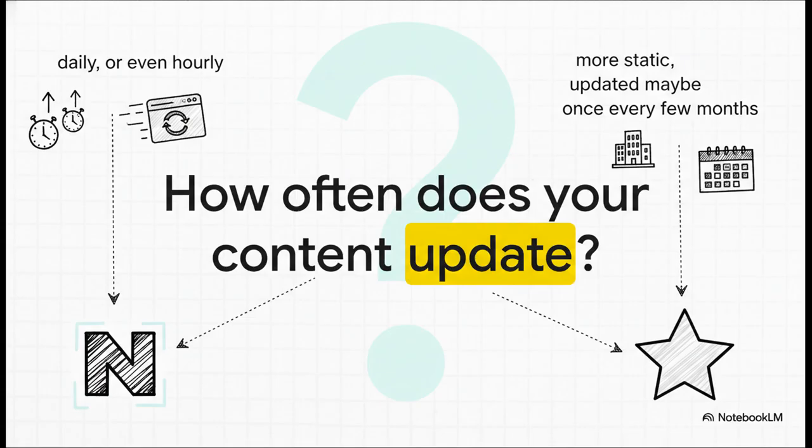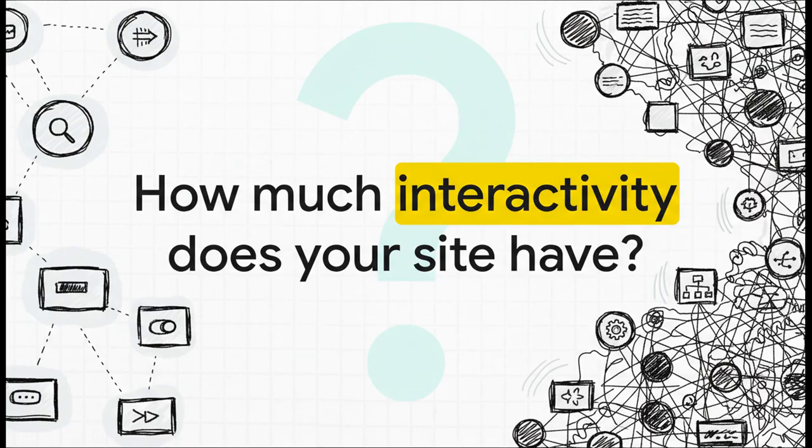Or is your content pretty stable, only changing every few months? That's a perfect fit for Astro. Okay, next question. How much interactivity does this thing need? Is it just a few interactive islands on a mostly static page? That is Astro's sweet spot. Or is the entire thing a complex, stateful application where the user is constantly clicking and changing things? Well, that's exactly what the React ecosystem and Next.js was designed for.